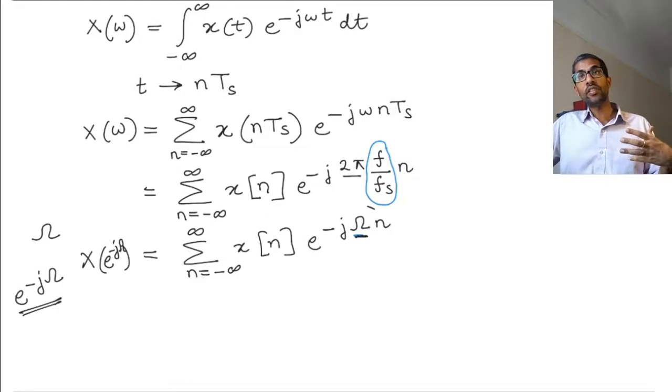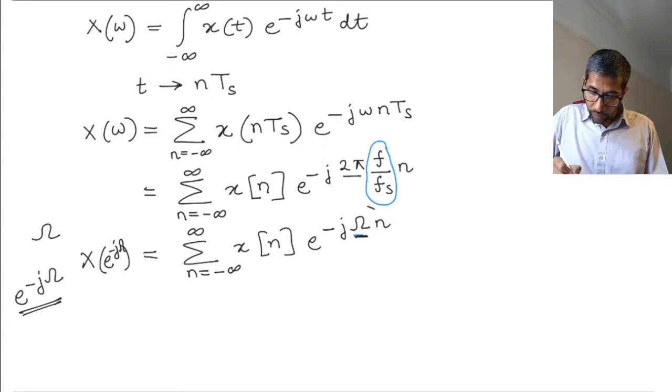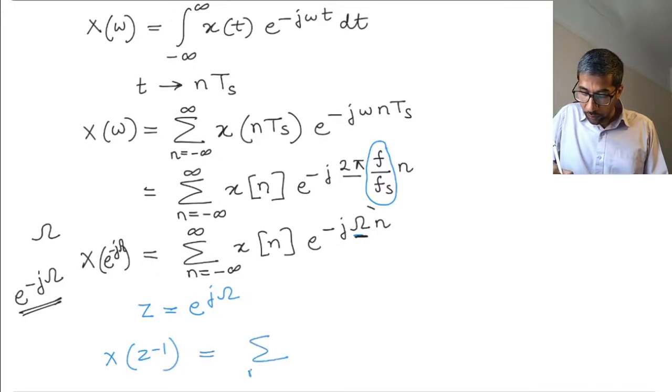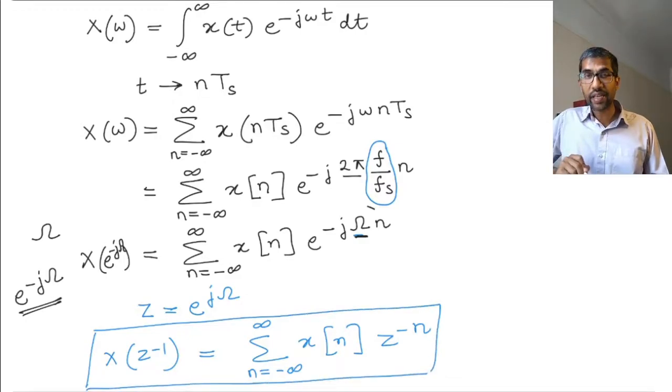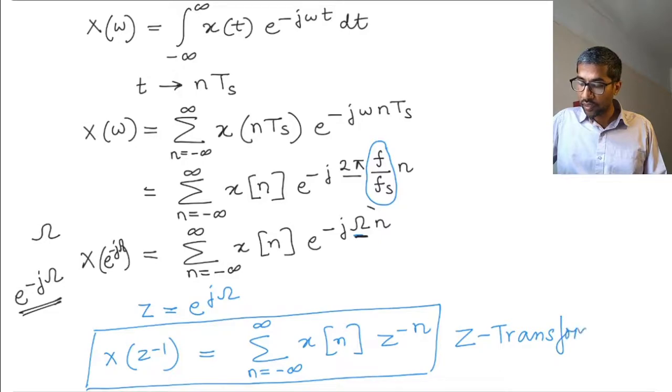Now in the digital domain we will make some assumptions to make it easier for us to do the maths associated with this. We will substitute z for e to the power j omega. If you do that, you get X of z inverse equal to the summation of n equal to minus infinity to infinity of x[n] z to the power minus n. This is the analysis equation for what is called the z transform, and we'll talk about it in the next video.